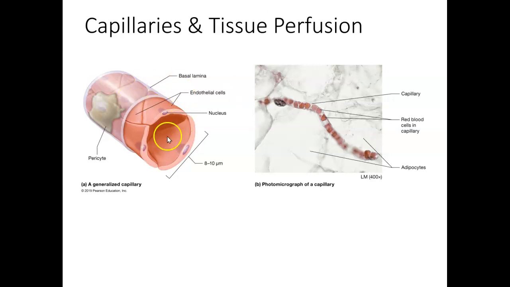Remember that they have the thinnest walls, so they have extremely thin walls. In fact, that wall is only one layer. The wall of a capillary is called the endothelium, and it consists of only the tunica intima. Remember, one layer of simple squamous cells. Capillaries have the slowest flowing blood because they need time to exchange nutrients and waste with the tissue cells. So these are our exchange vessels.